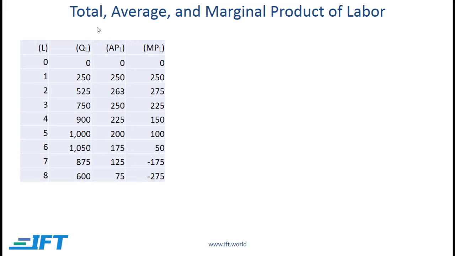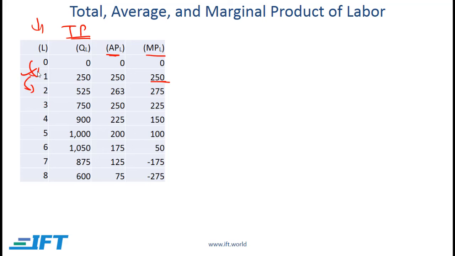Now let's go a little deeper into the total, average, and marginal product of labor. So consider this table. This is the number of units of labor. This is the total product. And this is the average product. This is the marginal product. So what this is saying is with 1 unit of labor, the total product is 250. Average product 250 is equal to this divided by 1. And this 250 is saying that when we add this first unit of labor, the additional output produced is 250.